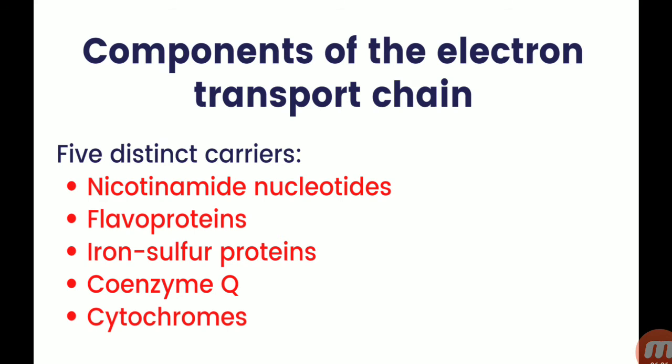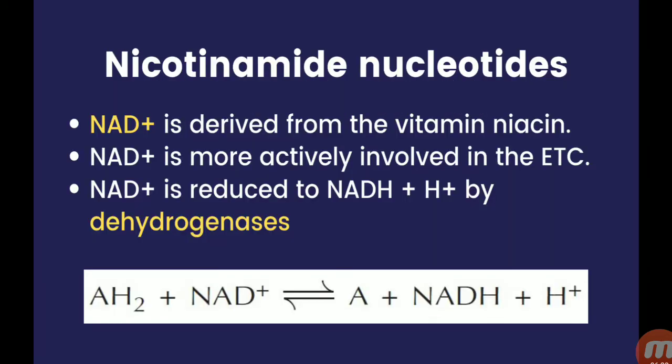So first we will see about the nicotinamide nucleotide. These are the coenzymes derived from the vitamin niacin, and they are NAD plus and NADP plus. Among these two, NAD plus is more actively involved in the electron transport chain.